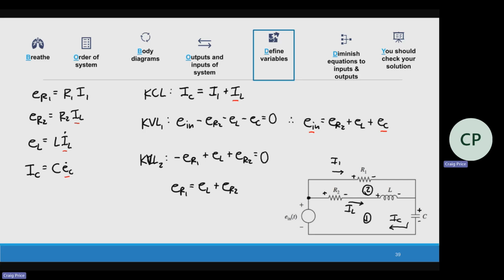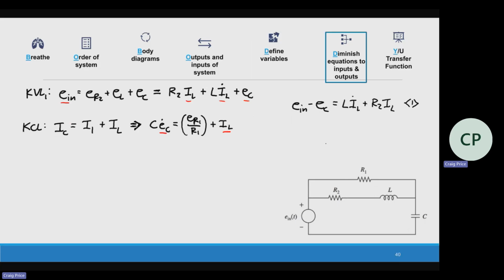So I can use this. I can substitute it right now to get that. Very good. So we got C EC dot is equal to 1 over R1. This is where we're going to use our KVL2. ER1 is equal to ER2 plus EL plus I.